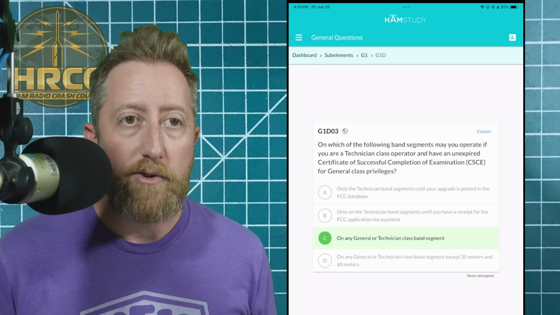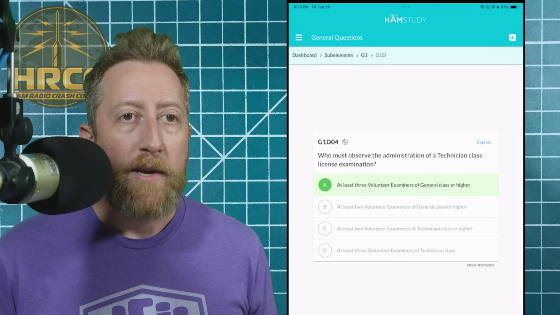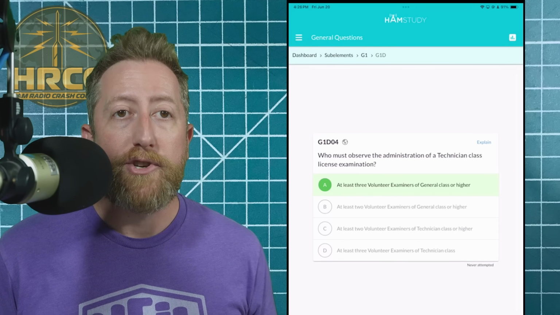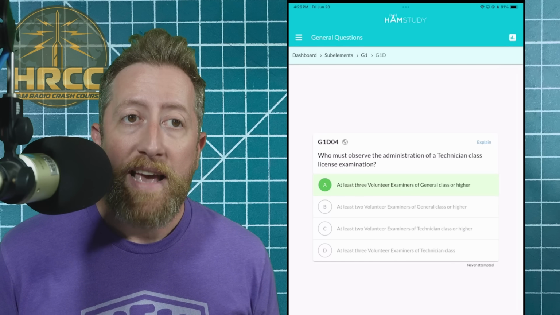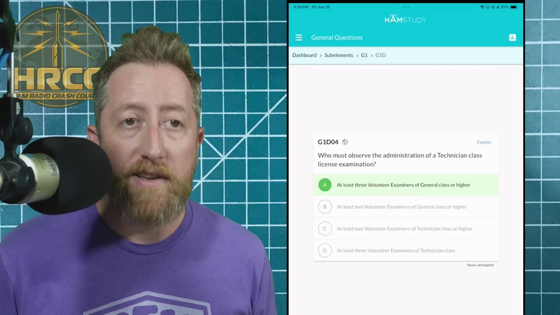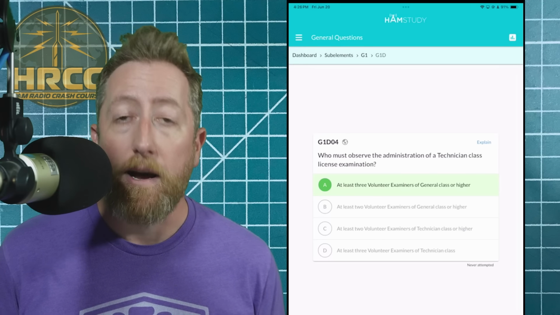There you go. You have your license, basically. You have the privileges. Question 4. Who must observe the administration of a technician class license examination? At least 3 volunteer examiners of general class or higher, and that is option A.